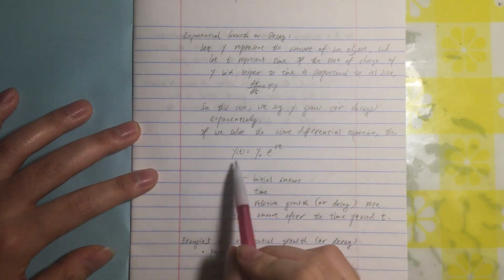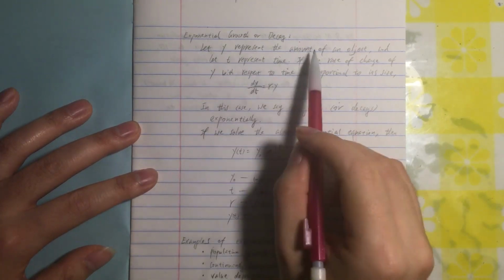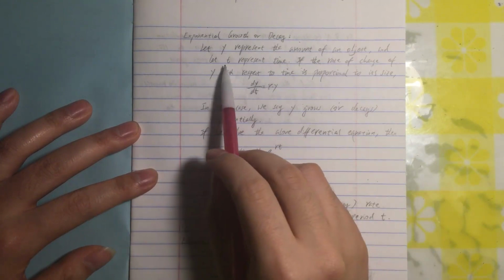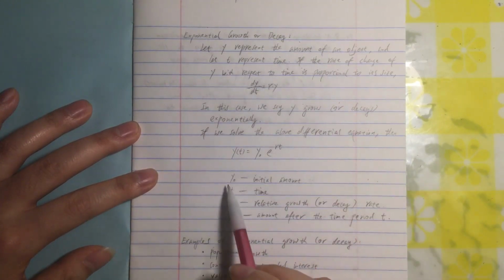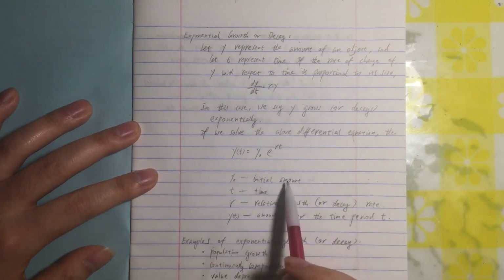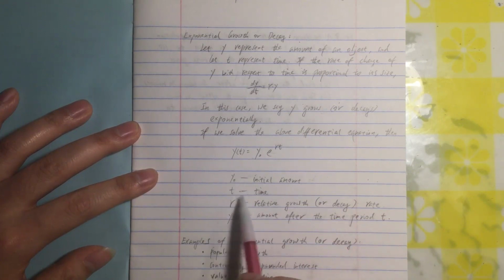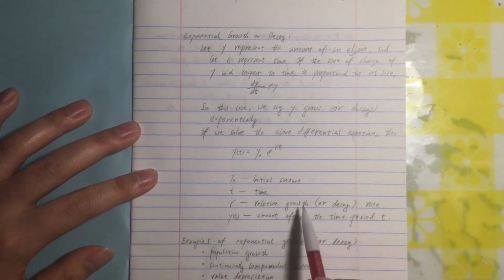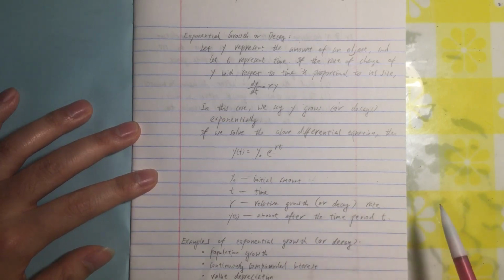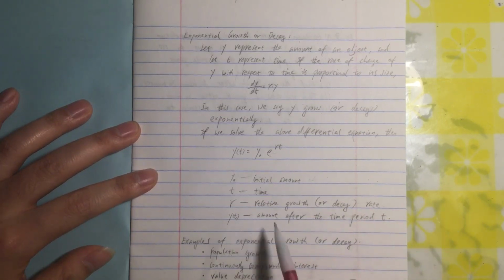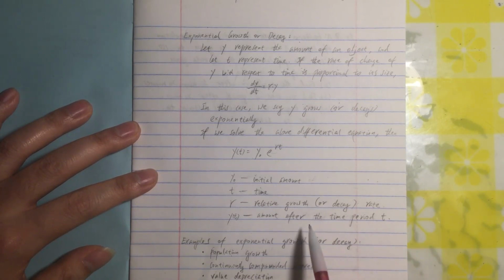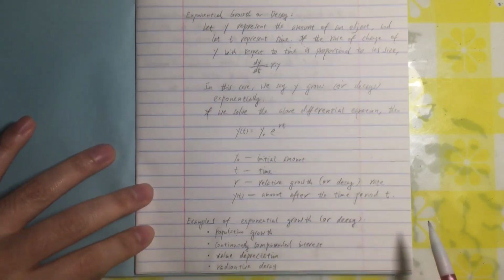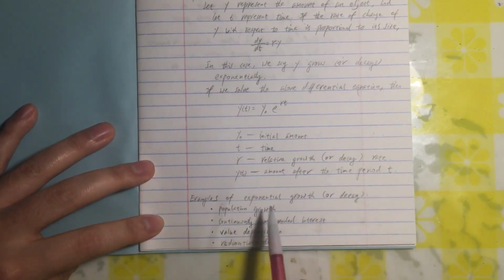In this equation, y represents the amount of an object, t represents time, y sub 0 represents the initial amount of the object, and r represents the relative growth rate or decay rate of the object. Y of t represents the amount of the object after the time period t. Next, let me show you some examples of exponential growth or decay.